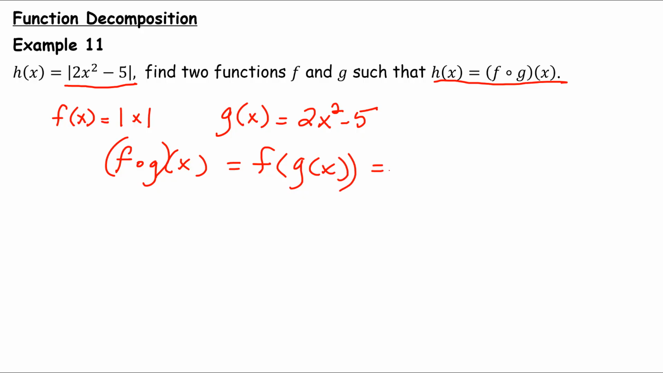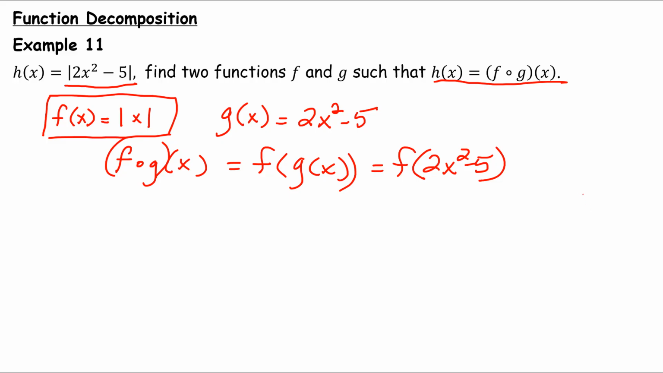you're taking f of 2x squared minus 5, and since we said that f is this absolute value function, we're putting 2x squared minus 5 into the absolute value function, and so that just means the absolute value of whatever's in those parentheses, which is the absolute value of 2x squared minus 5, which is what we want h of x to be, because h of x is f of g of x.